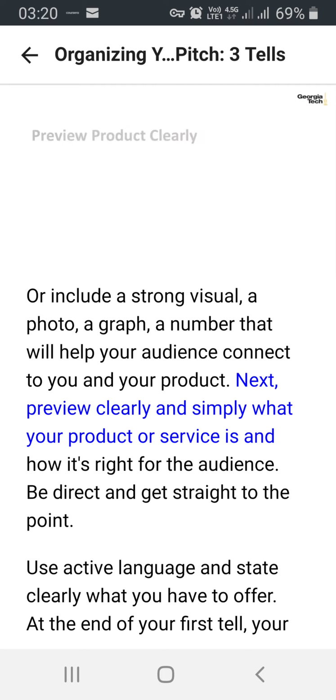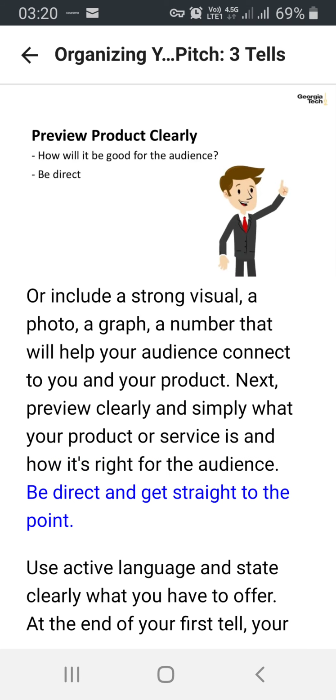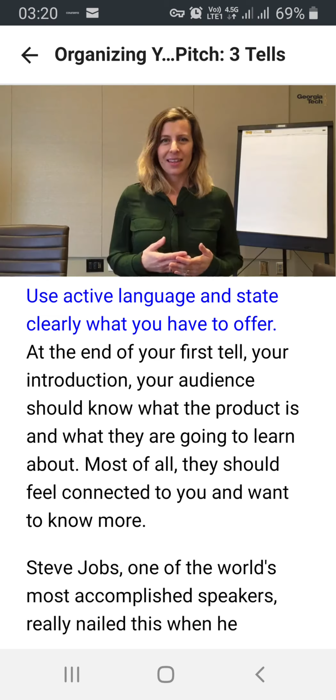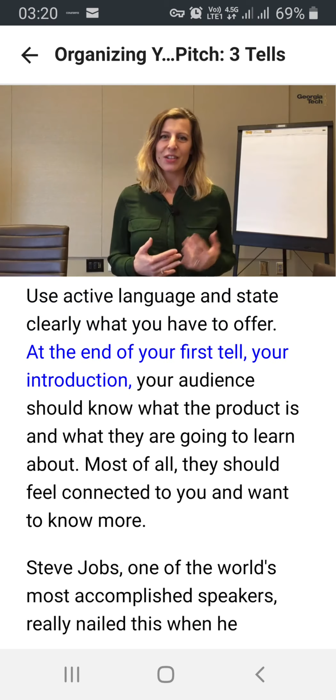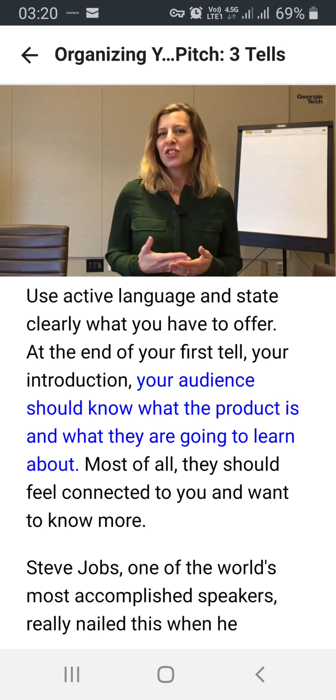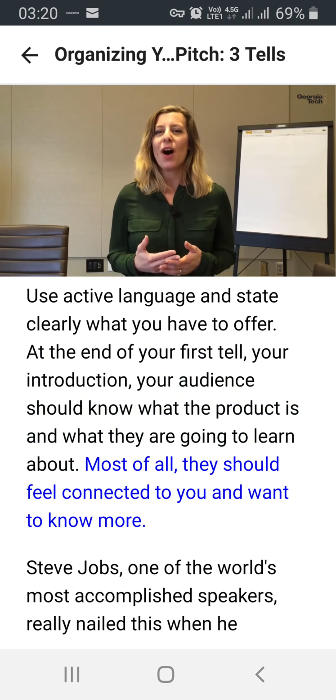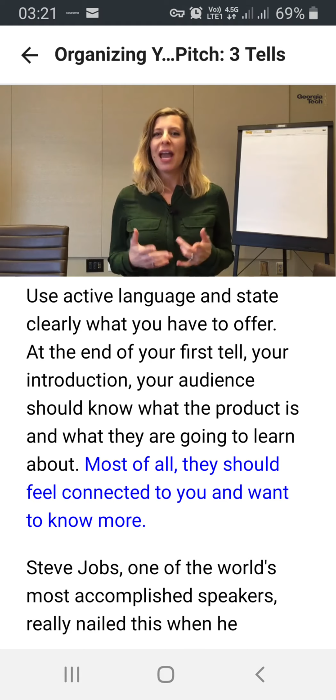Next, preview clearly and simply what your product or service is and how it's right for the audience. Be direct and get straight to the point. Use active language and state clearly what you have to offer. At the end of your first tell, your introduction, your audience should know what the product is and what they are going to learn about. Most of all, they should feel connected to you and want to know more.